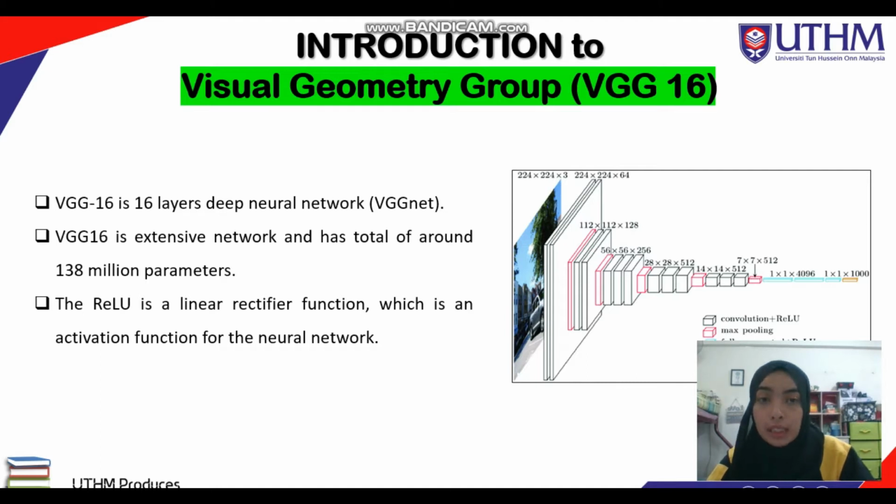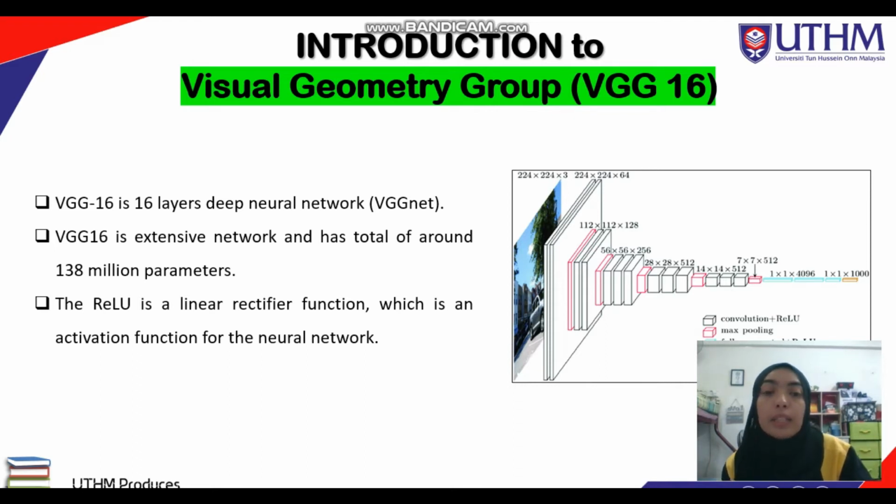Instead of having a large number of hyperparameters, VGG16 focuses on convolution layers with 3x3 filters with a stride of 1, always using same padding, and max pool layers with 2x2 filters of stride 2. It follows this arrangement of convolution and max pool layers consistently throughout the whole architecture.